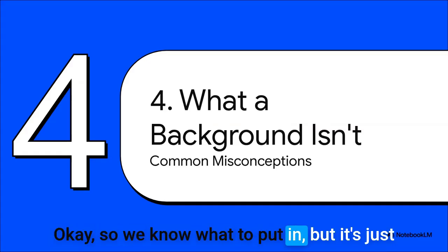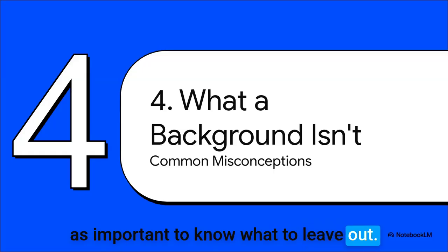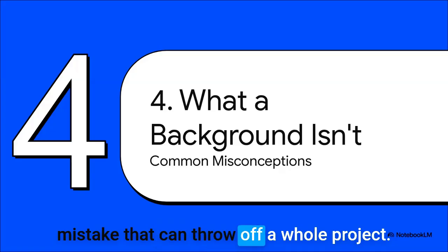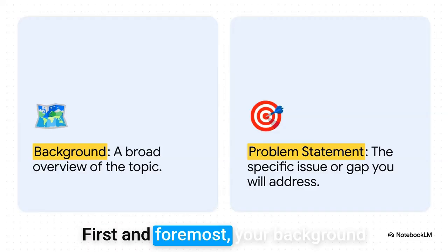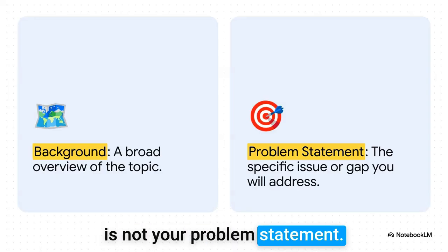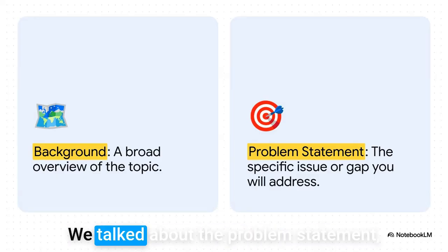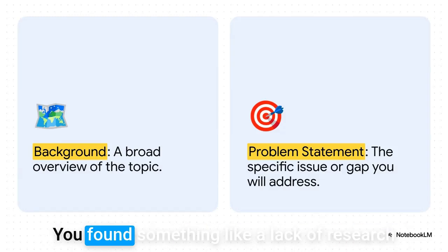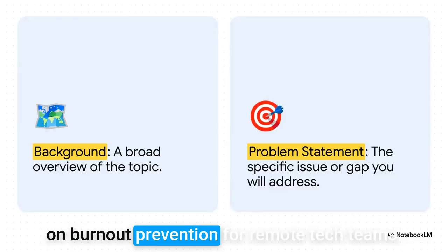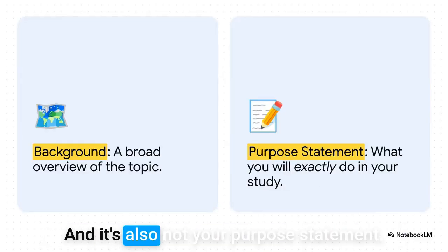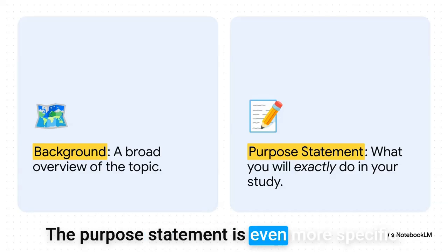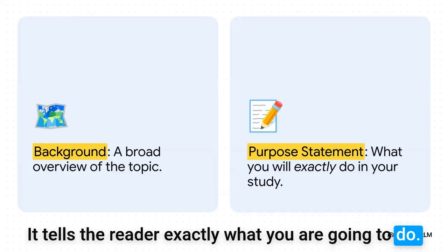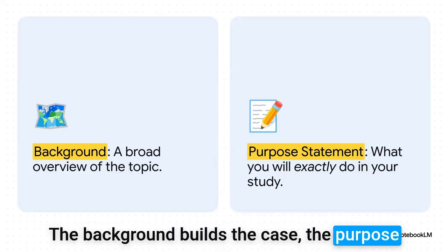Okay, so we know what to put in, but it's just as important to know what to leave out. Let's get really clear on what the background section isn't, because this is a super common mistake that can throw off a whole project. First and foremost, your background is not your problem statement. The background sets that broad stage we talked about. The problem statement, which comes later, is the specific gap or issue you found, something like a lack of research on burnout prevention for remote tech teams. And it's also not your purpose statement. The purpose statement is even more specific. It's your action plan. It tells the reader exactly what you are going to do. The background builds the case. The purpose states the mission.